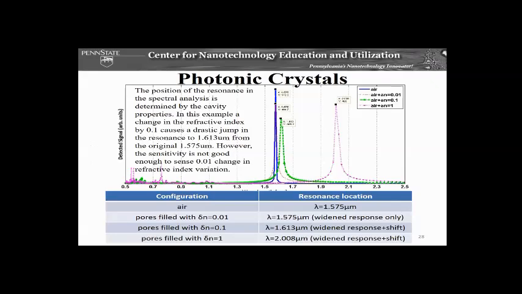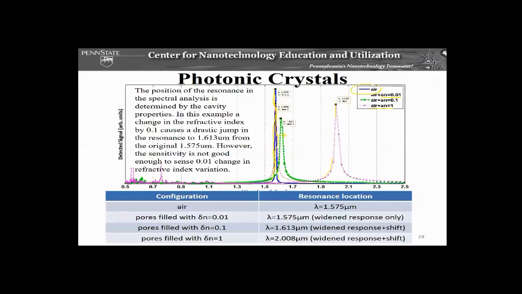Depending on what kind of material they have inside the holes, air would give you this kind of detection, a sharp, nice single peak. When you have a refractive index change of 0.01, that would get altered to the green case. And if you do a drastic change, like a refractive index change of 1, it would be altered to this.